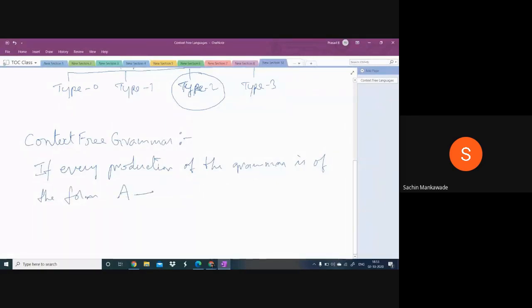A derives alpha. I repeat, if the grammar is having 100 productions, all 100 productions must be in this form, where the left side of the arrow must have only one symbol, that too a non-terminal. On the right side of the arrow, anything; there is no condition. It can have only non-terminals or only terminals or a combination of both, or it can be epsilon. The only thing is, the left side of the arrow must have only one symbol, that is a non-terminal.